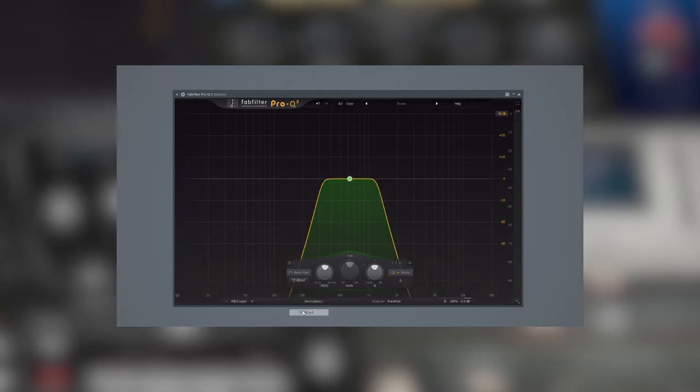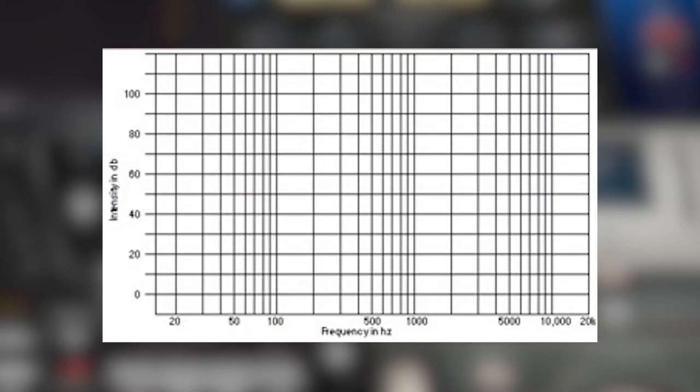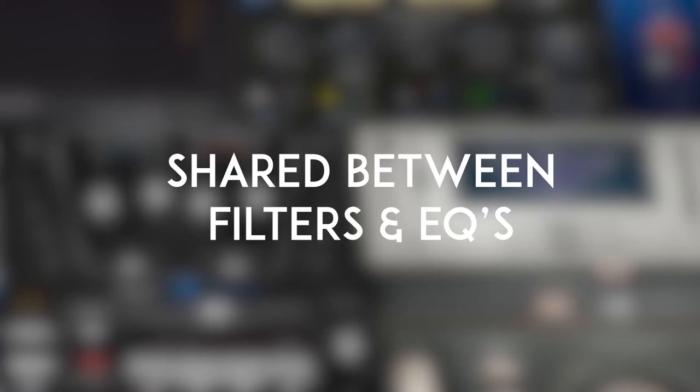For me, this was always a weird value and control that I didn't fully understand. Decibels per octave, what the hell? This has to do with logarithmic graphs and all that good stuff. Later in the second video, we go more in depth about exactly this. So, now we know the three most important controls shared between filters and equalizers.